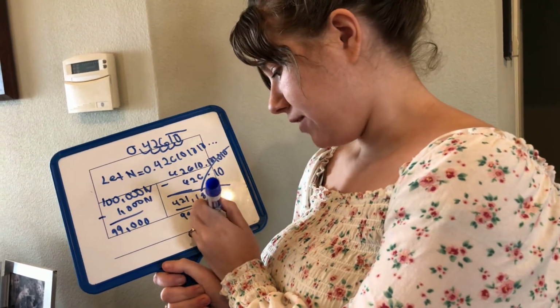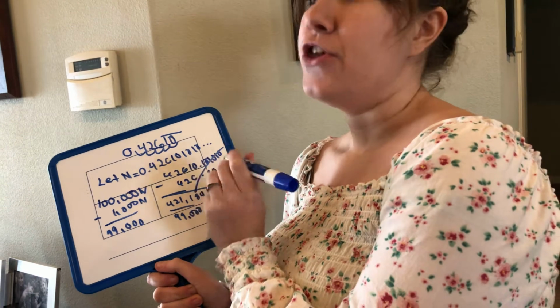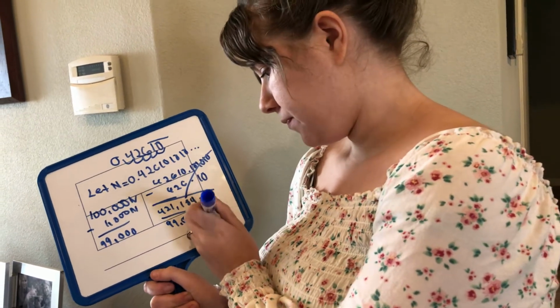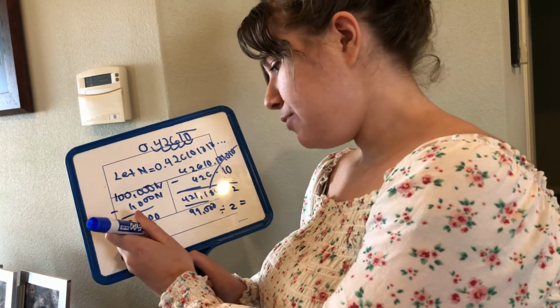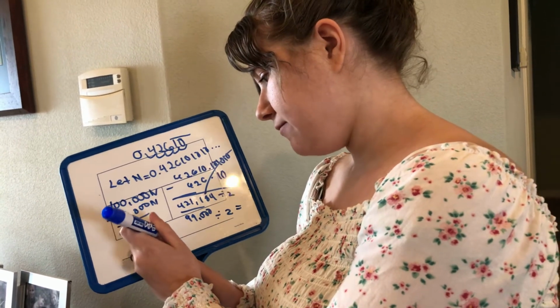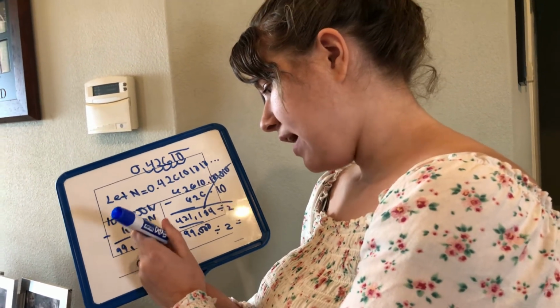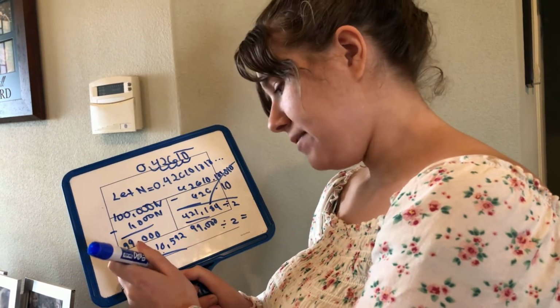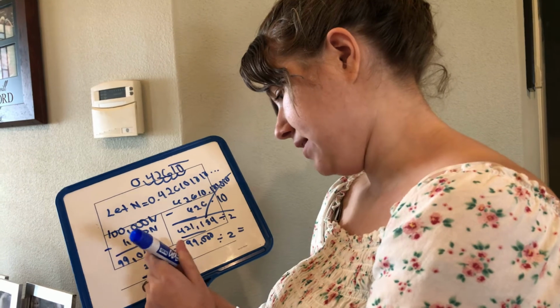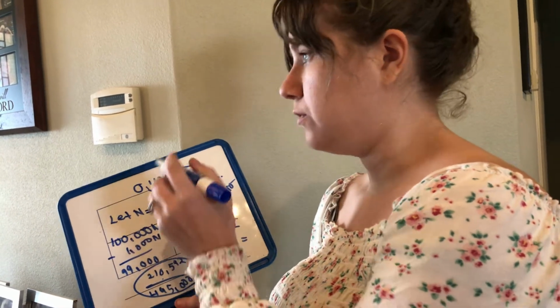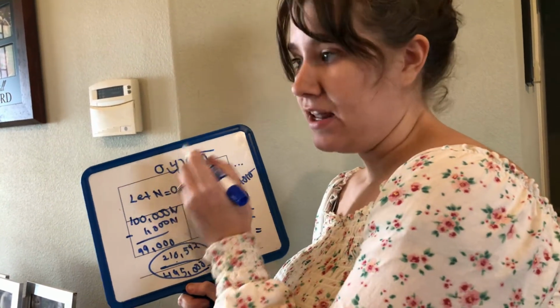We have to find something that goes into both of them evenly. The only number is 2, which I'll write down here because we're running out of room. And you end up with 210,592 as your numerator, and your denominator is 495,000. That is how you do a decimal that does not repeat immediately.